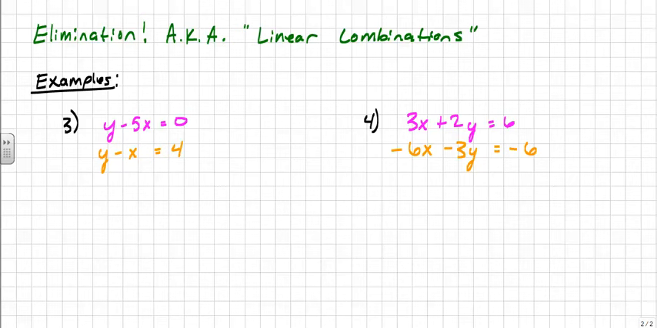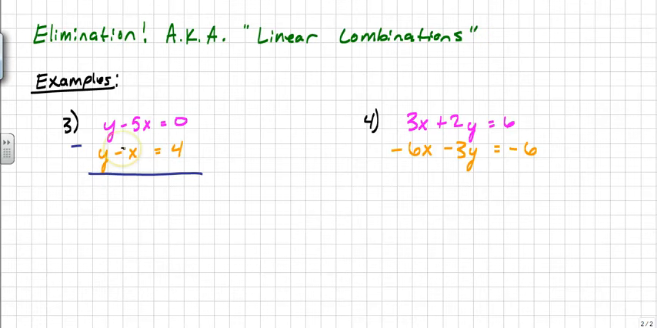A lot of people think you can only add, but you can actually subtract without having to change the equation. So I look at this first one. I've got y minus 5x equals 0 and y minus x equals 4. If I do y minus y, I'm going to get 0y. That means my y's cancel and they're gone, and I'm left with only x. So then I have an equation with only x and I can solve for x. So that's what I'm going to do.